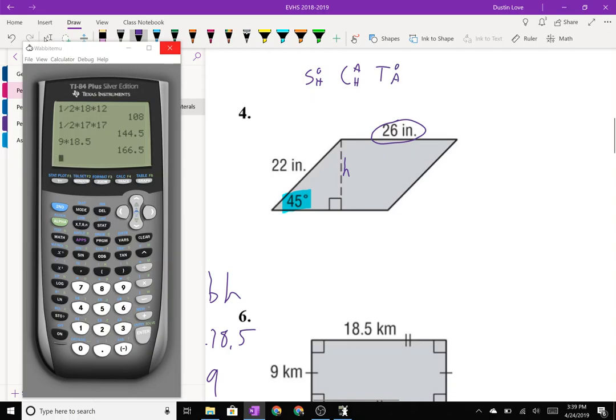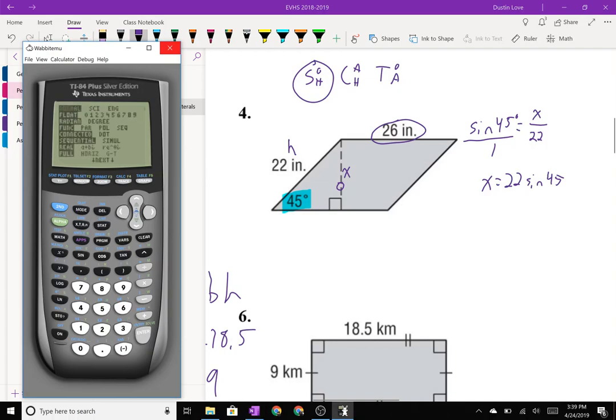SOHCAHTOA. From the 45-degree angle, this is my hypotenuse, and over here, this is my opposite. So I guess my h's are kind of mixed up there, but here's my opposite side over hypotenuse, meaning I'm going to be using sine. So sine of 45 degrees is equal to opposite over hypotenuse, which is x, over 22. Now I put that over 1, cross multiply, which gives me x equals 22 sine 45.